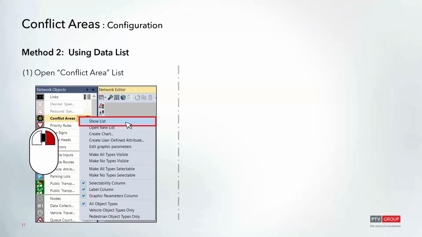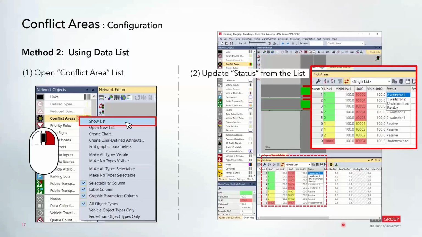You can also edit the status if you view all of the conflict areas together within the list. If you right-click on the conflict area network object and then click Show List, the list will open up at the bottom of the window, and you can see there's a column for status. If you select any particular conflict area, you can update that status from this drop-down menu. This list window also contains all of the different conflict area attributes, which we'll talk about a bit later. But this is where you can go in and edit any of these particular attributes for a conflict area.